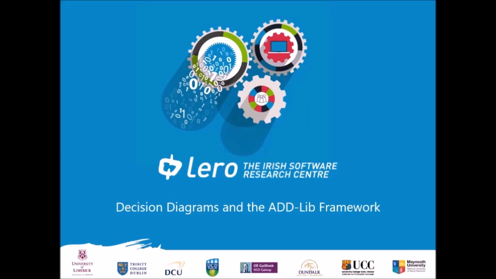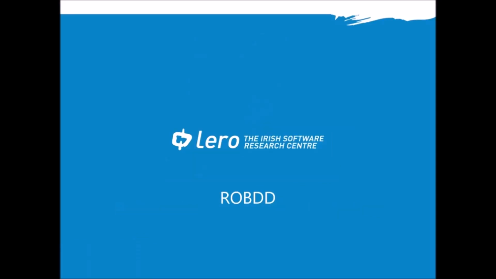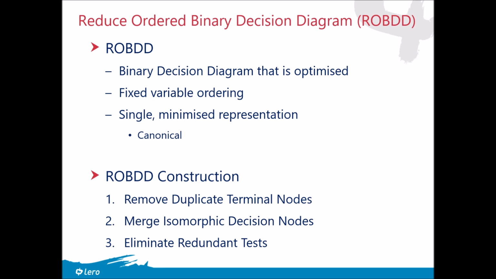Welcome to part 2 of these lecture slides on decision diagrams and the ADLib framework. In this lecture we will talk about ROBDDs, or reduced ordered binary decision diagrams. So, what are the basics of a reduced ordered binary decision diagram? When people talk about binary decision diagrams today, they're generally talking about ROBDDs. These are binary decision diagrams that are optimized.